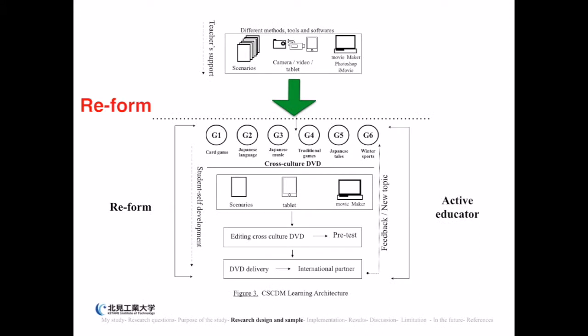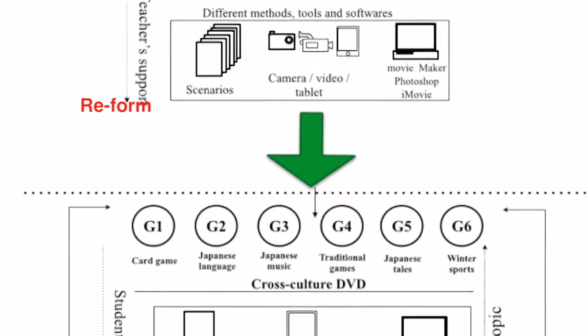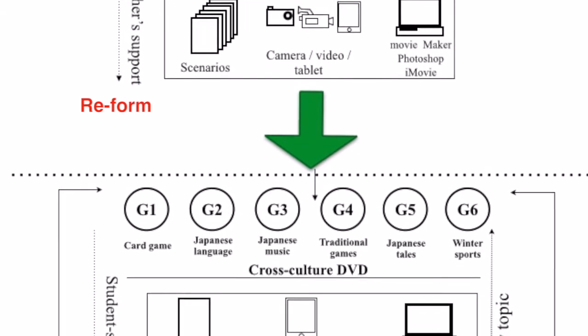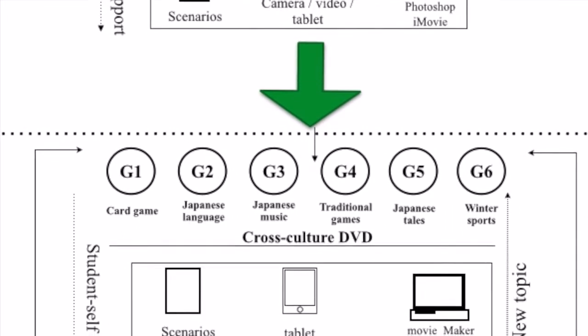Reform phase is the stage where all groups merge together to work in one team to develop the target contents. Each group selects a topic which is very related to the target contents. All groups apply the same scenario, same tool, and same software.